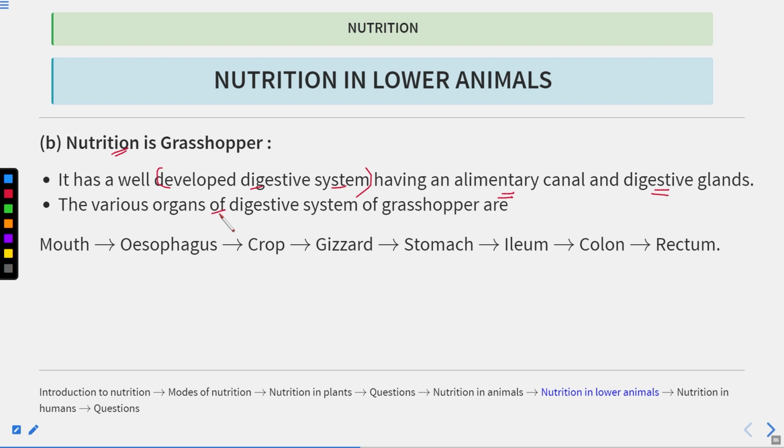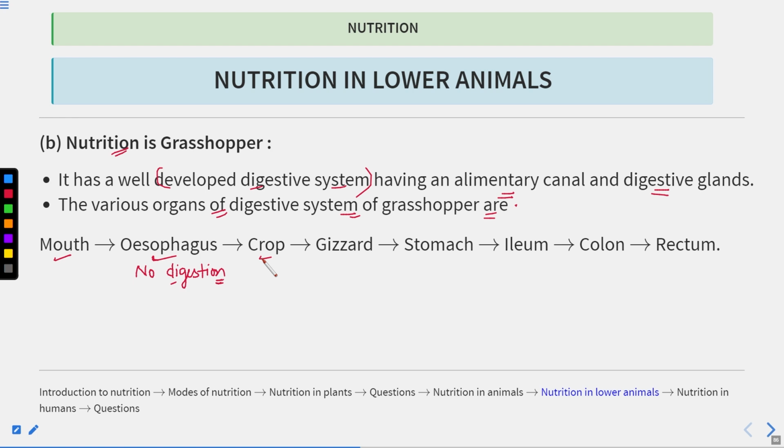Now the various organs of the digestive system of grasshopper are, starting with the mouth. Then the mouth continues into the esophagus. The esophagus is a tube-like structure. There is no digestion here in the esophagus. So what is the function of the esophagus? As it is a tube-like structure, it is just the passage for the food to be transferred from mouth to the crop, or you can say from mouth to the stomach in the higher organism. And here no digestion takes place, no digestive enzymes are present here.